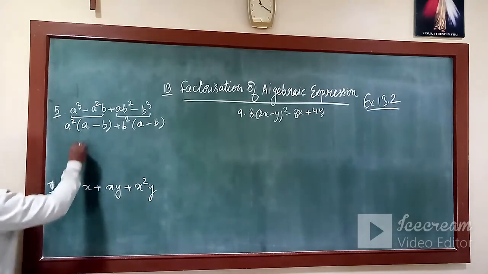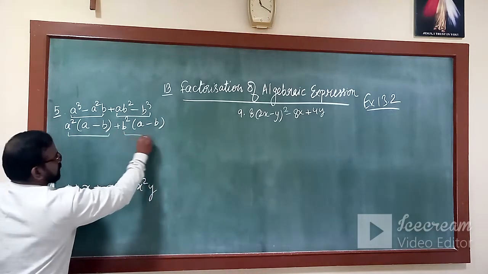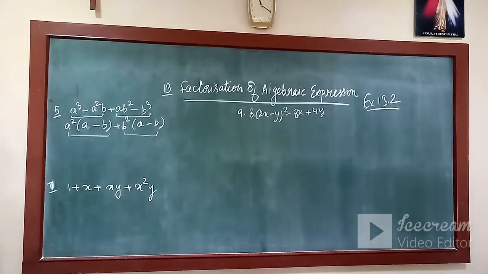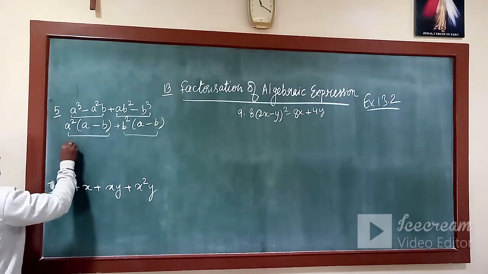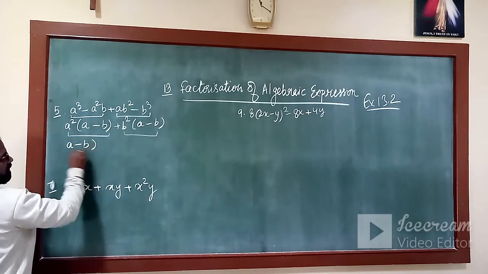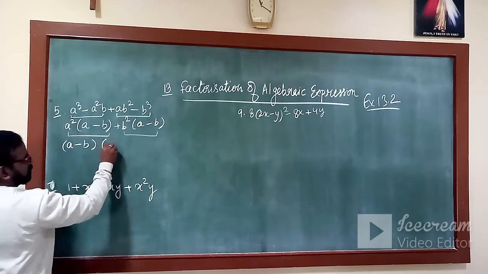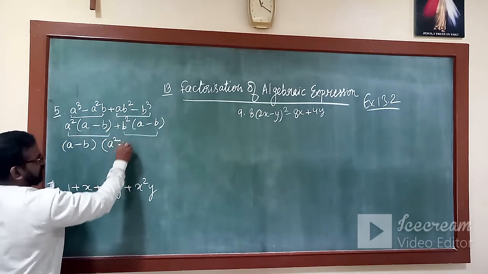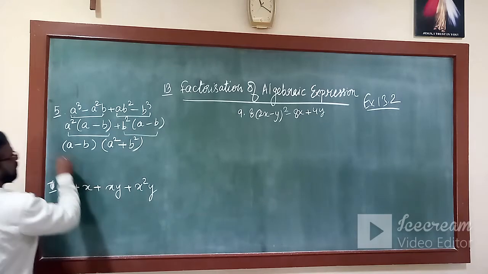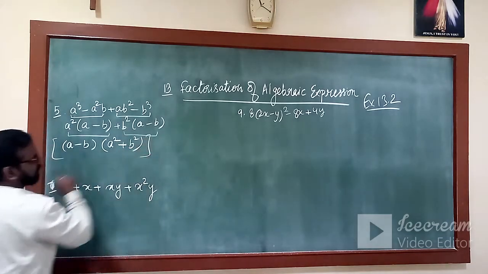Now again you can see in these two terms, which method will I use? We will use the common term method, that is a minus b is common. So I will take a minus b out. So what is left? A square plus b square. So this is our final answer.